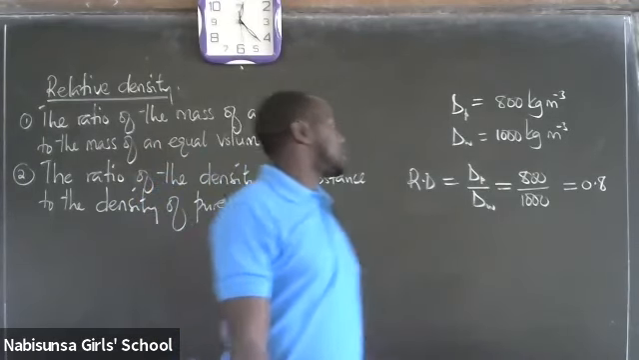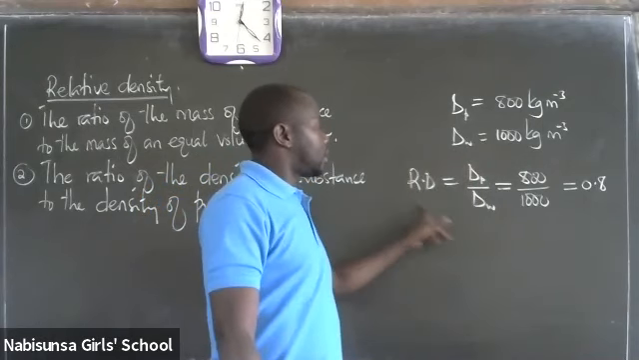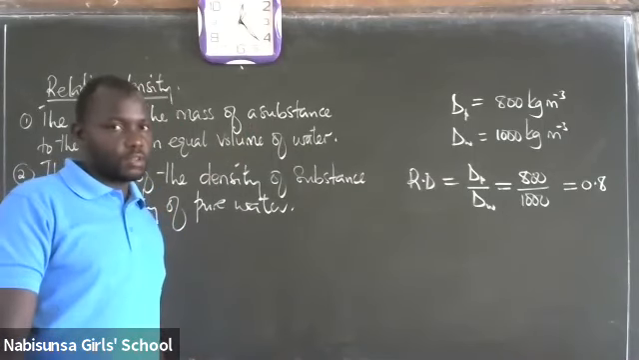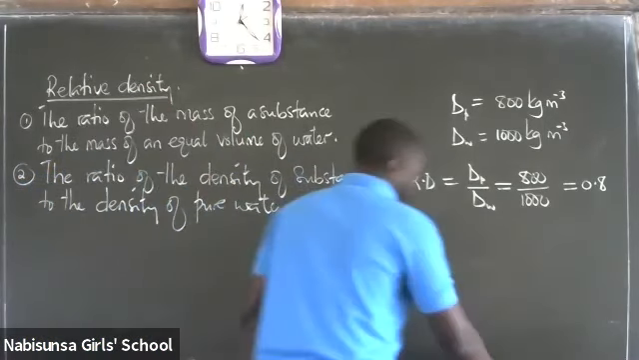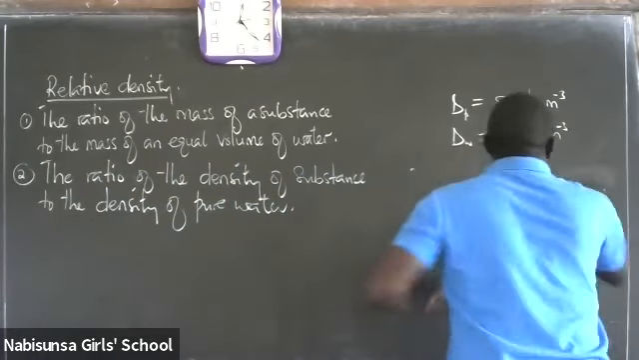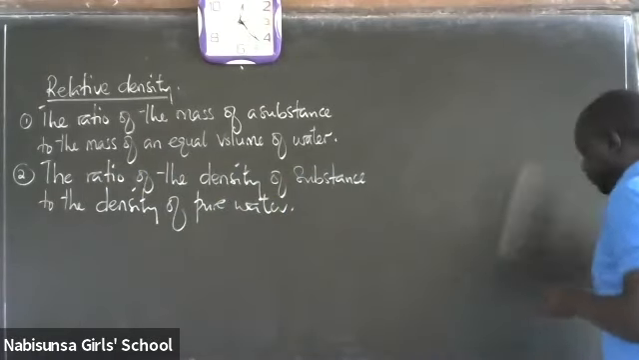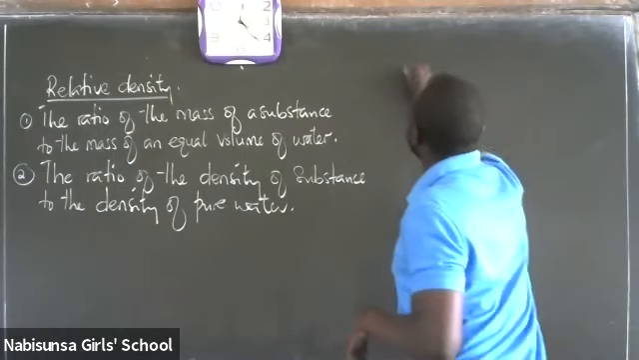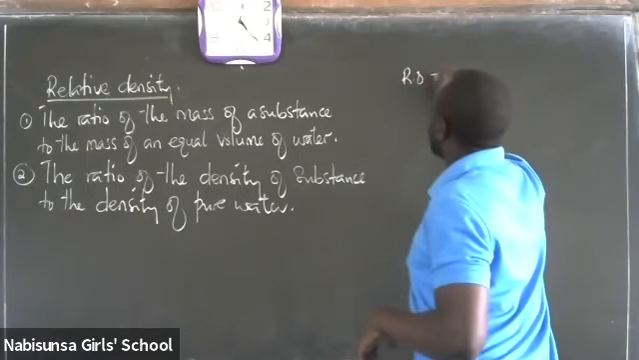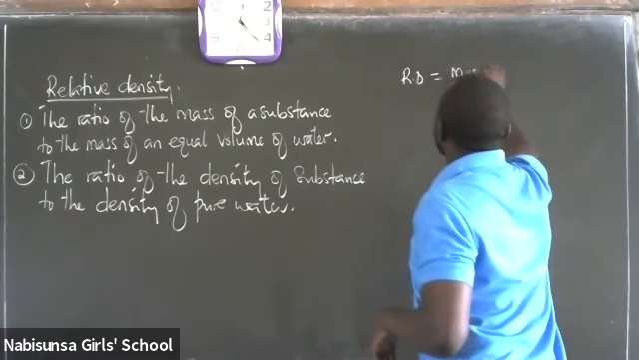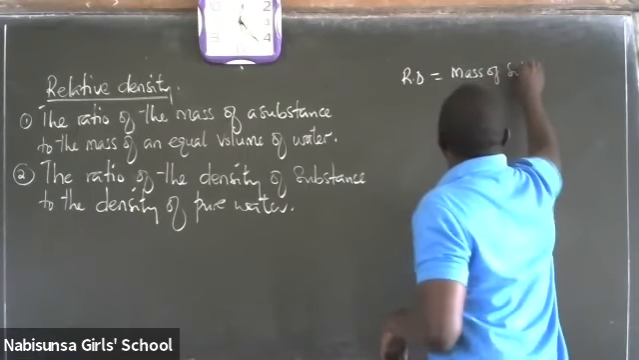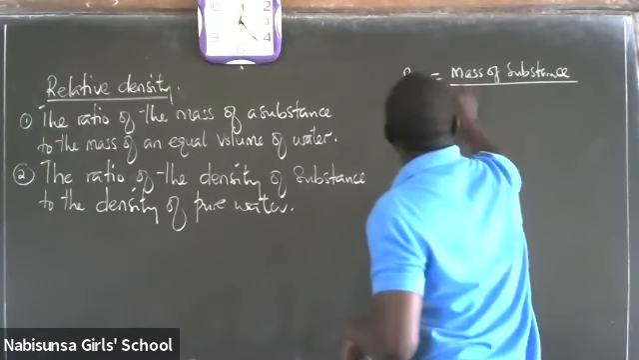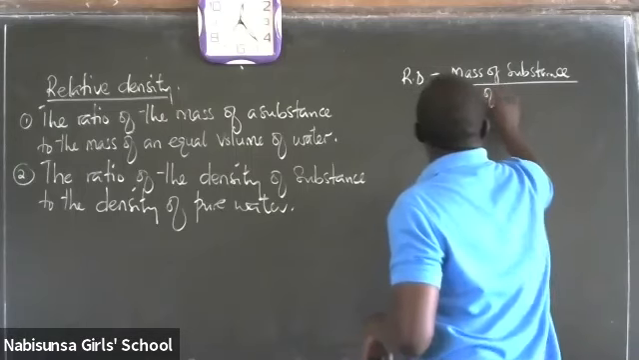Now, I want us to see, is there any relation between this formula, this definition, and this one? We can check whether they mean the same or not. Now, from the first definition, we said relative density is equal to mass of substance over mass of equal volume.